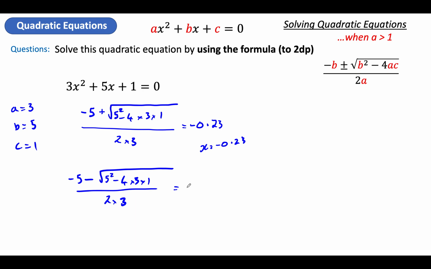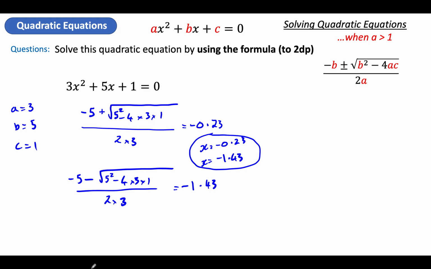And then the second one, if I use the cursors, I don't need to type it all back in again. I just need to go and change that sign in front of the square root. Change it to a negative. Press SD. And I've got minus 1.43. So my other answer is x equals minus 1.43. Okay, so there's my two answers. Yep, negative 0.23 and minus 1.43.